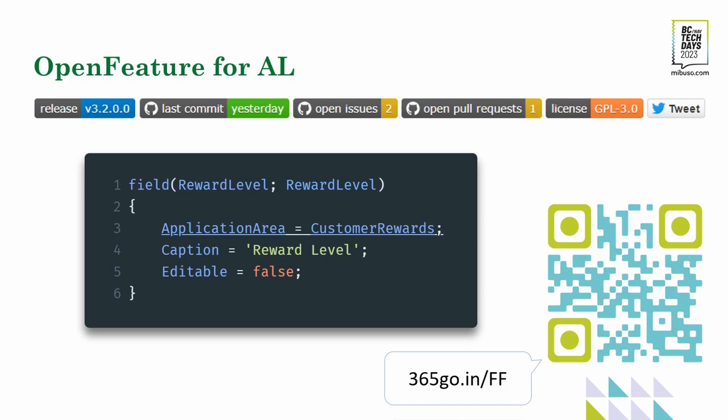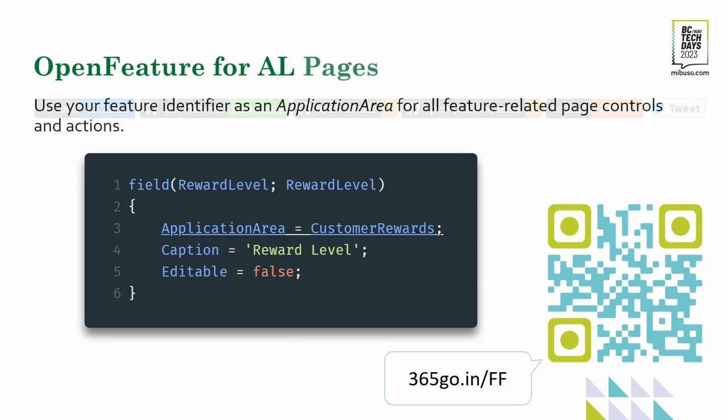If you want to identify any of your visible controls and make sure that the visibility of the control is controlled by your feature flag, you just define an application area equal to your feature identifier. You can do the same with actions and pages. If you put it on the pages that you introduce within your feature, users will not even be able to find them in the menu. Compare that to, for example, the Microsoft solution, where even if the feature is disabled, your users will still be able to go to this page and be confused about what it is.